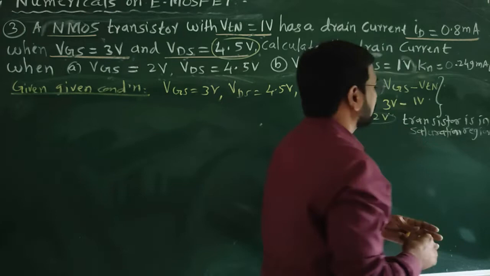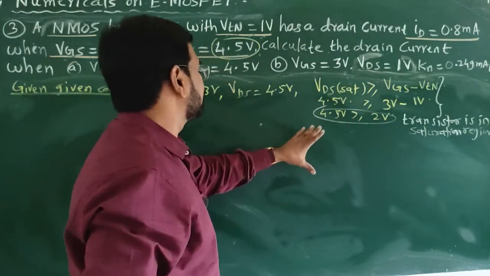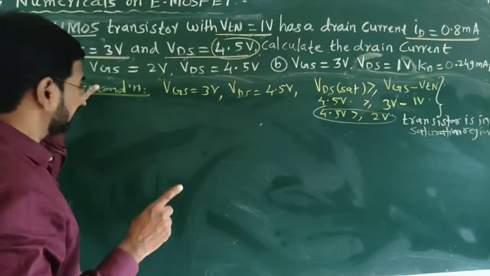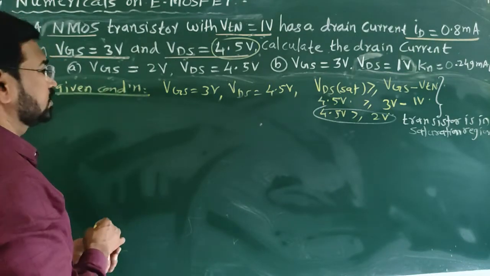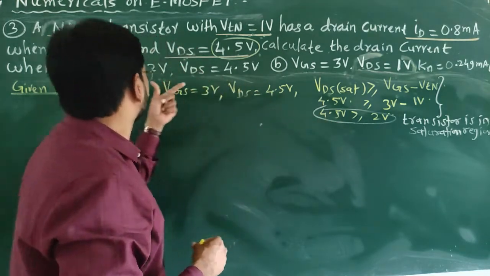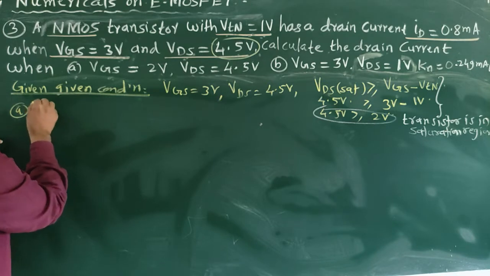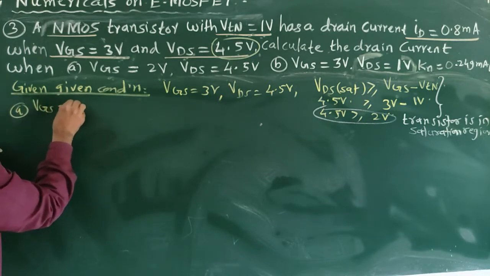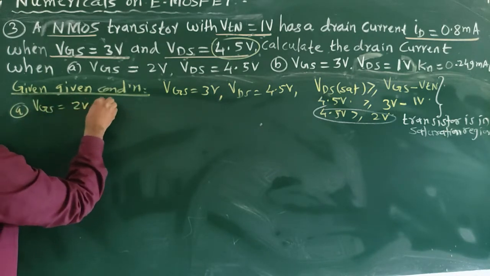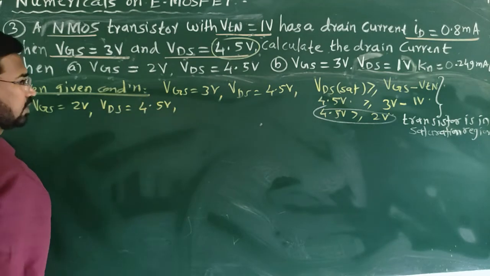We do not want to find current for this. We have to find current for this first condition. So, this is the primary region of transistor which is given to us, and let us apply condition A. VGS is 2 volt and VDS is the same, 4.5 volt.